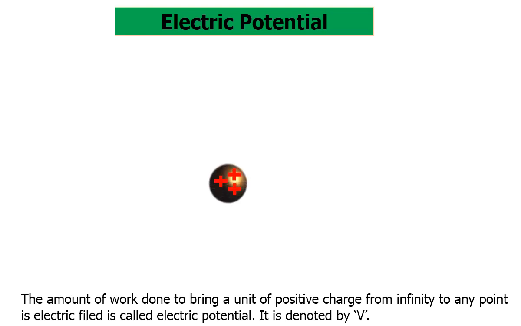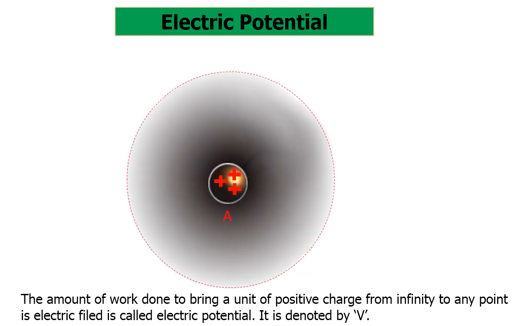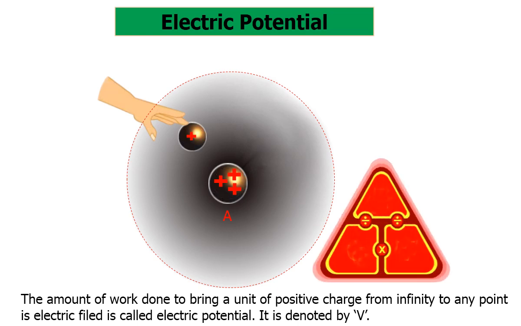Let's have a look at a presentation here. A positive charge is given, and the positive charge has an electric field. You can see here a positive charge is brought from infinity to the electric field. In that situation, the body has to do some work to bring the unit of positive charge from infinity to the electric field. If you consider the work done by the body is W and the charge brought is Q, then the potential will be V equals W by Q.